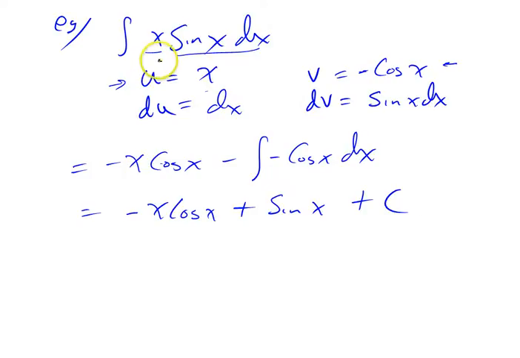I started off with u times dv. This was the u. This was the dv. I ended up with u times v minus the integral, and that whole thing was the integral of v times du. Let's do another example.